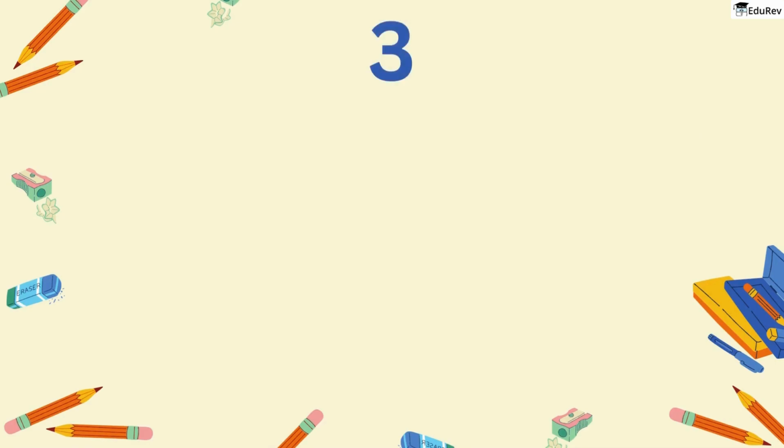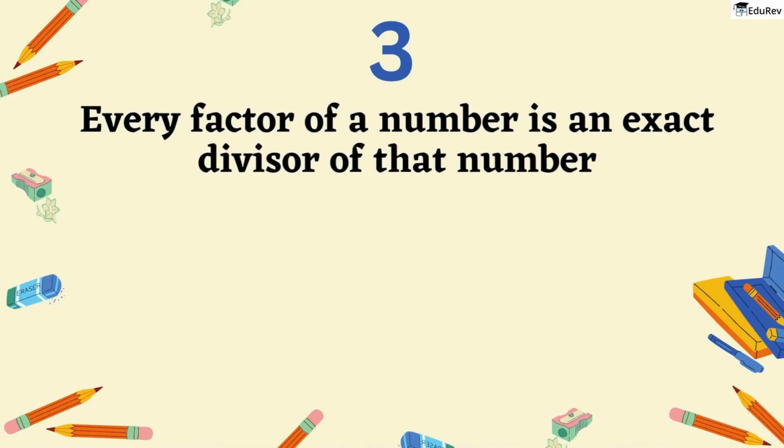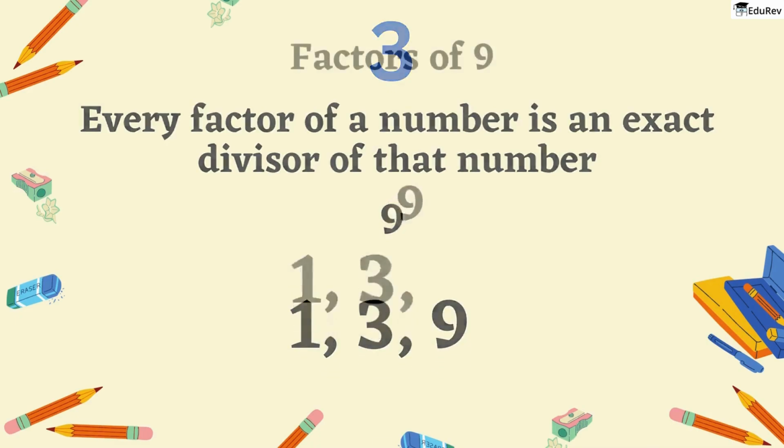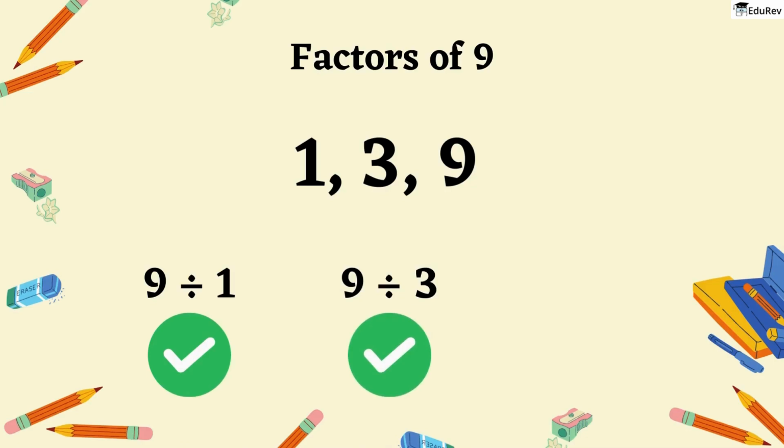Now, the third one is, every factor of a number is an exact divisor of that number. Students, can you tell me the factors of 9? The factors of 9 are 1, 3 and 9. Let's divide 9 by 1. Is it exactly divisible? Yes. Now divide 9 by 3. This is also divisible, and 9 divided by 9 is also divisible.